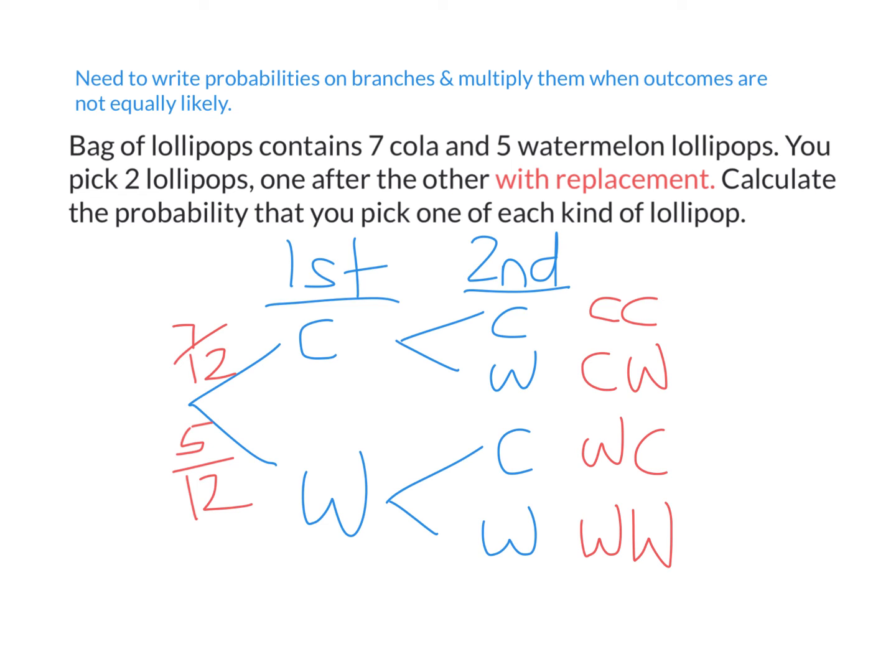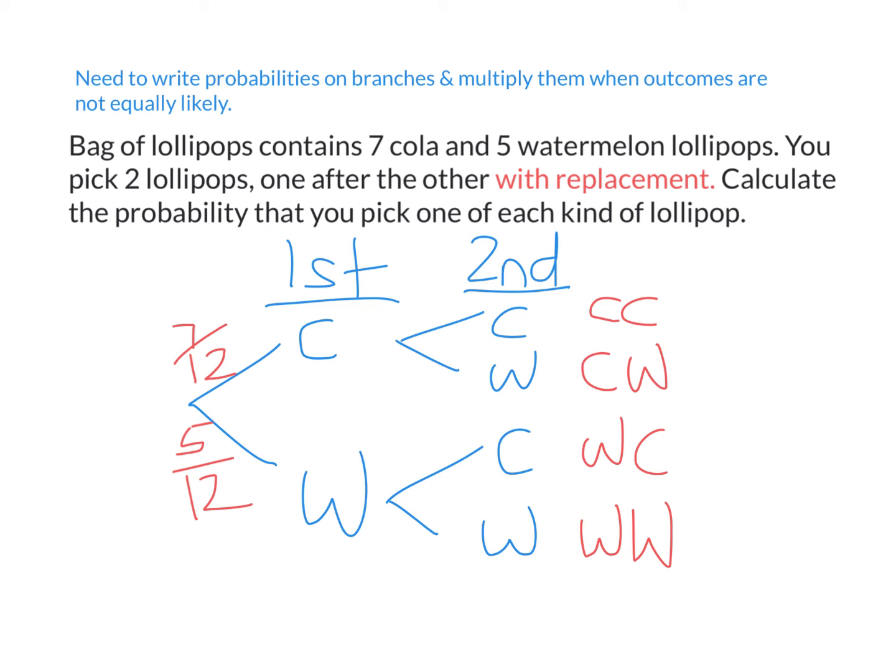Now here's the part about with replacement. In order to calculate probabilities, we need to know whether the lollipops were picked with or without replacement. We need to know, after you pick the first lollipop, do you replace it with an identical one or not? In this question, we're told it was with replacement. That means if you picked a cola the first go, it's replaced with another cola. The case where they're picked without replacement will be explored in a different video.